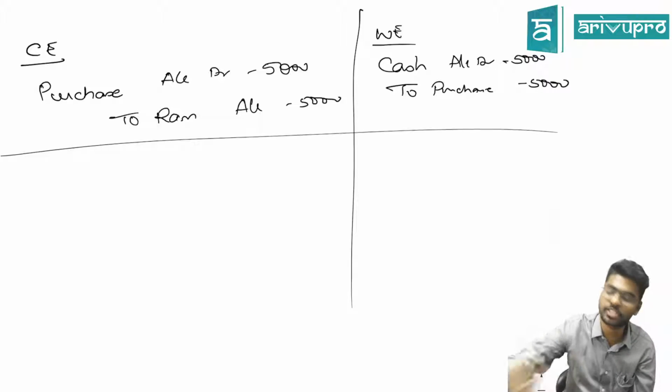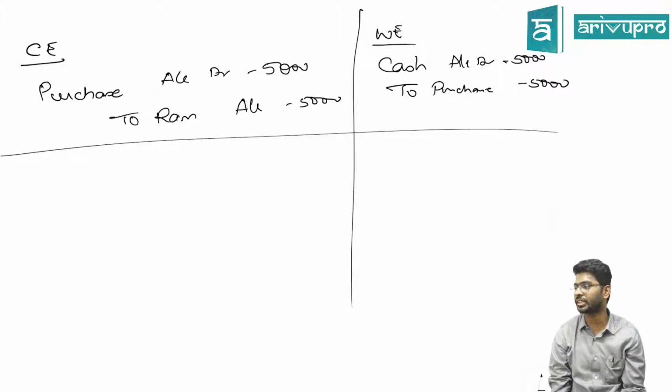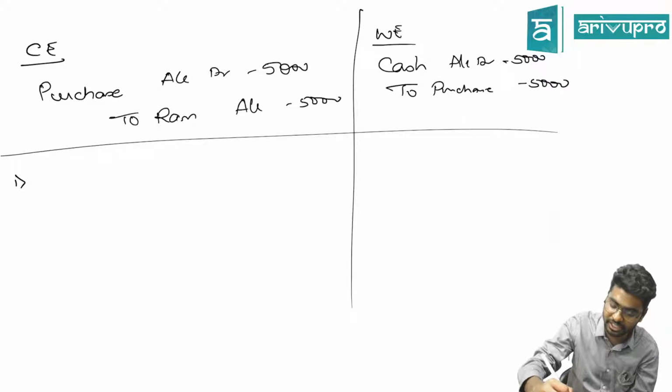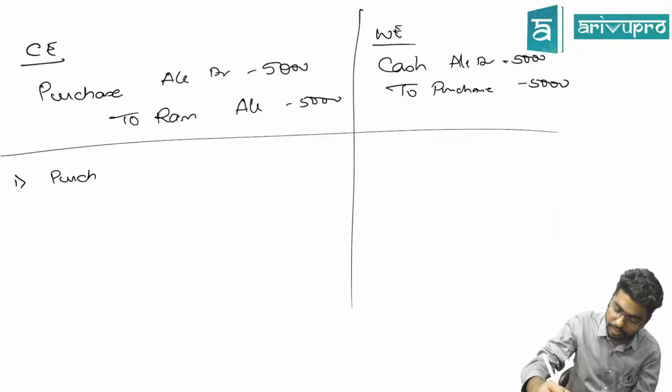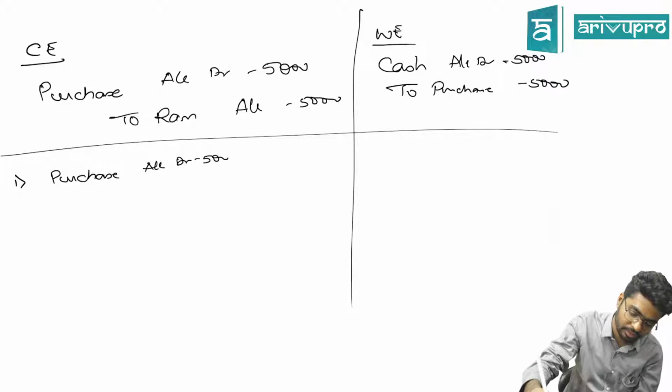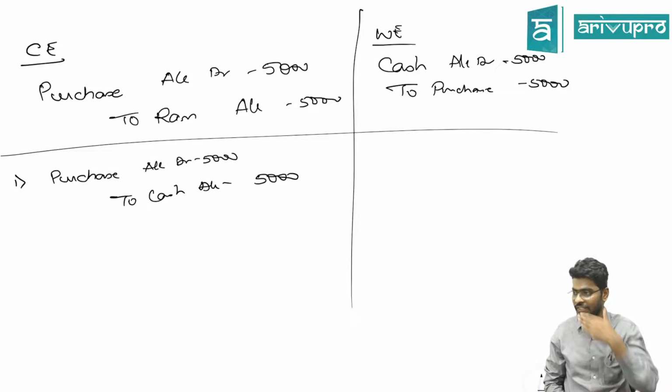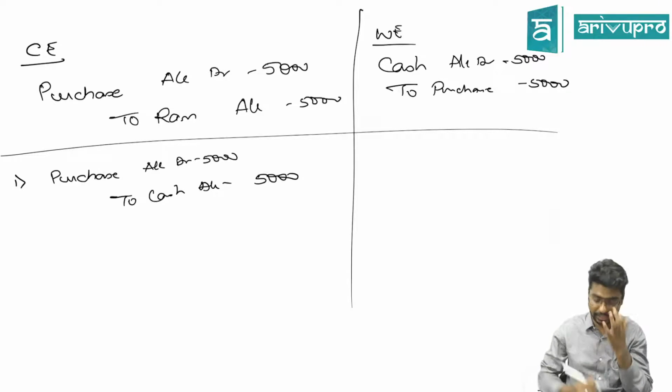Okay. First one, are my debits matching? How do I cancel it? By reverse. So what is going to be your first rectification? Purchase account debit 5,000 to cash account 5,000. Are you clear?